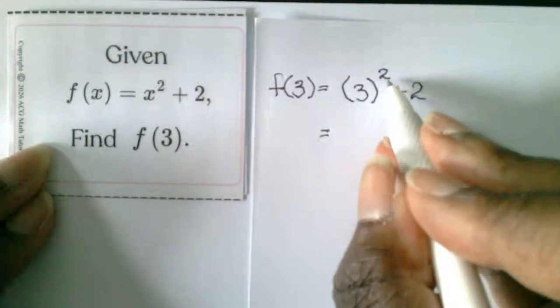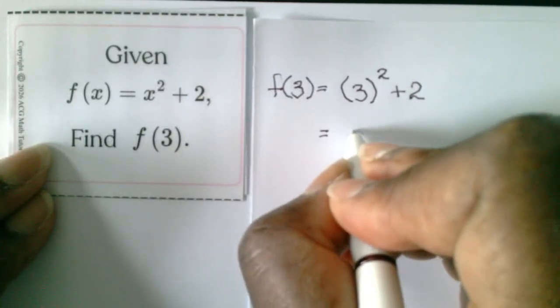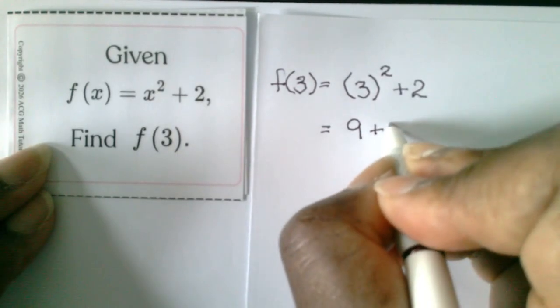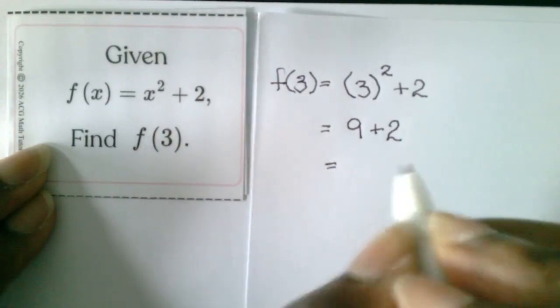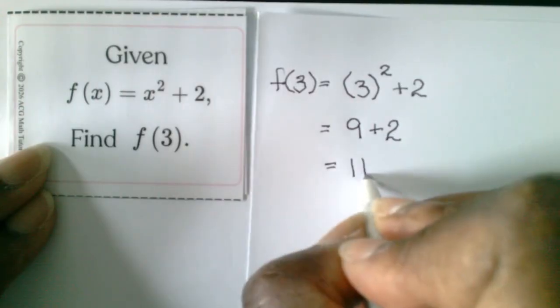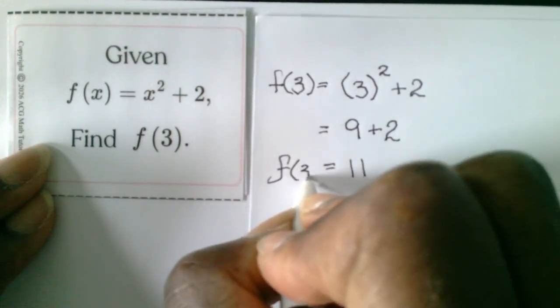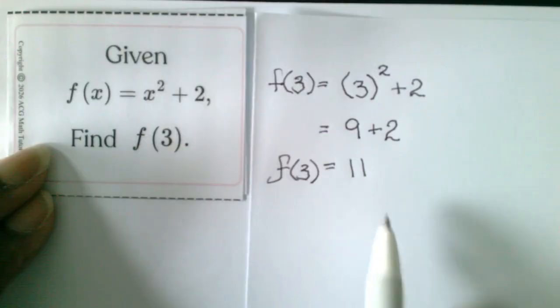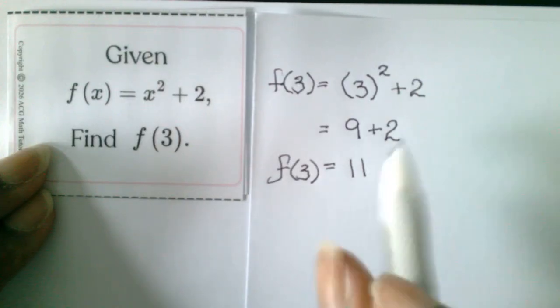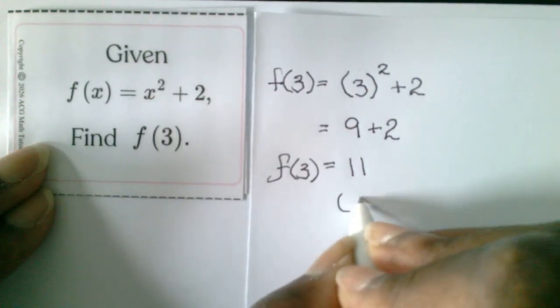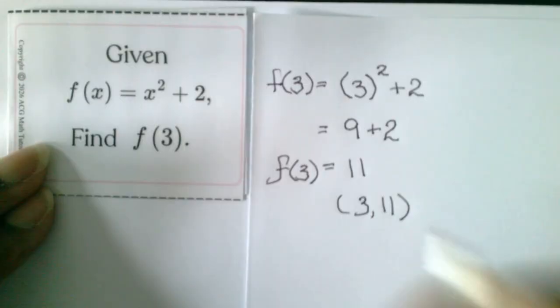So 3 squared is 3 times 3. And 3 times 3 gives us 9. Bringing down the plus 2. Then we have 9 plus 2. That will give us our 11. So that means the f of 3 is going to equal 11. Basically what you're doing is you're finding a point that will satisfy this expression. That's what you're doing. Okay? So you just found an ordered pair of 3, 11.